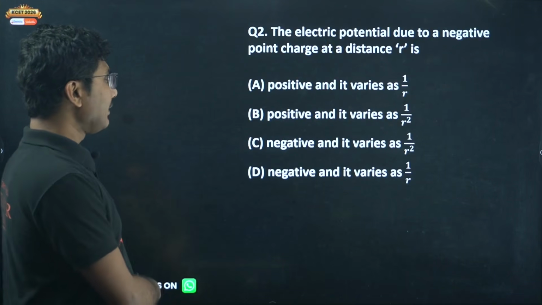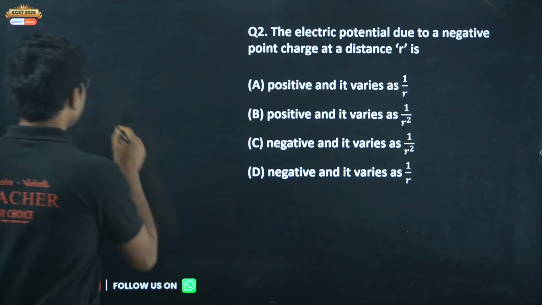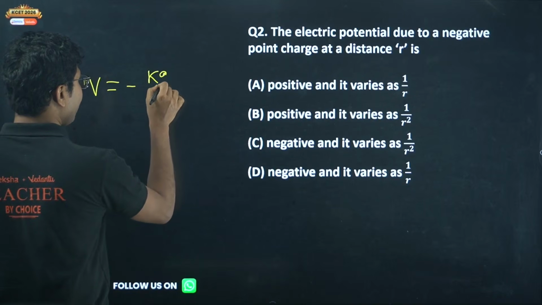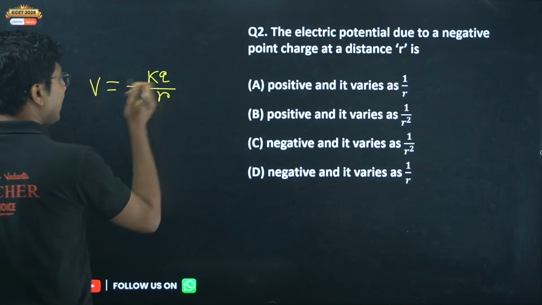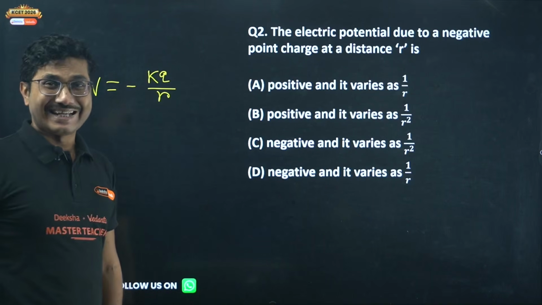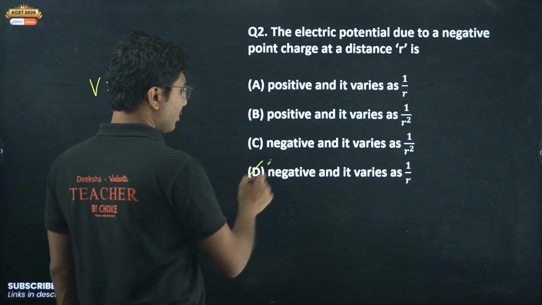Next, the electric potential due to a negative point charge at a distance r. So electric potential is given by minus kq by r for a negative charge, obviously, right? The charge is negative, so you have to consider the negative sign. So potential is negative and it's proportional to 1 by r.